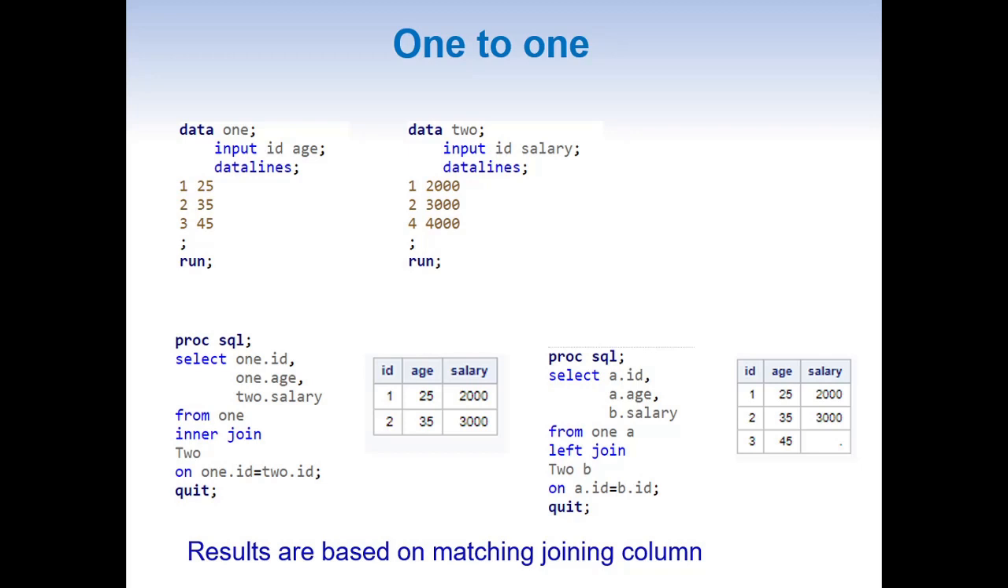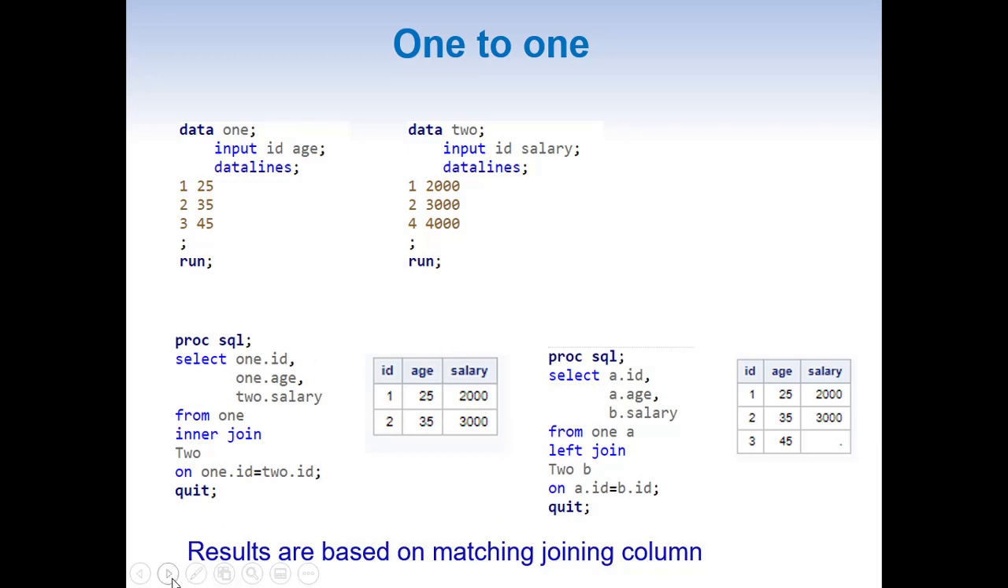Whereas in the case of left join, we also have information from the left table where it does not have a matching ID in the right table. So basically the number of rows in the left join will be the number of rows in the left table, and the number of rows for inner join will be the number of matching rows.